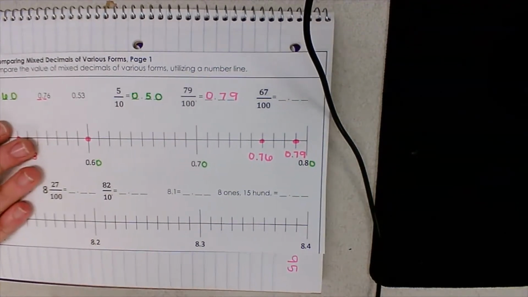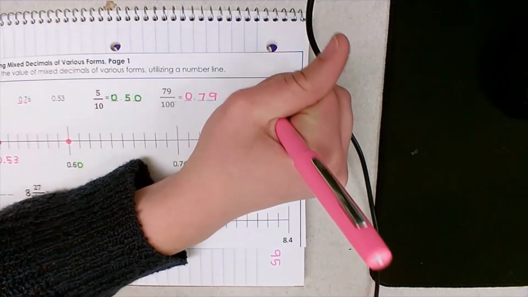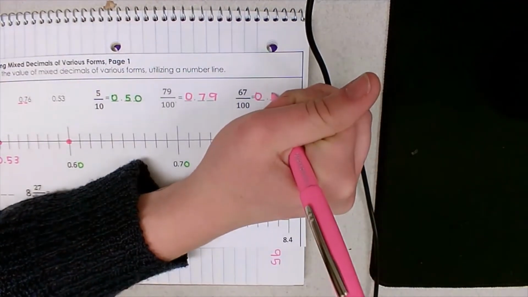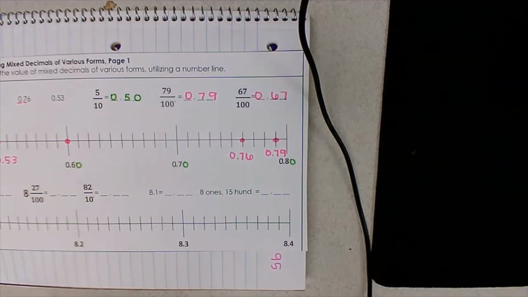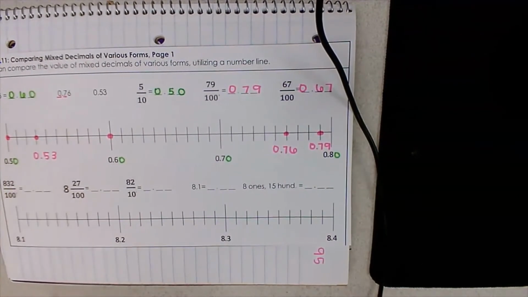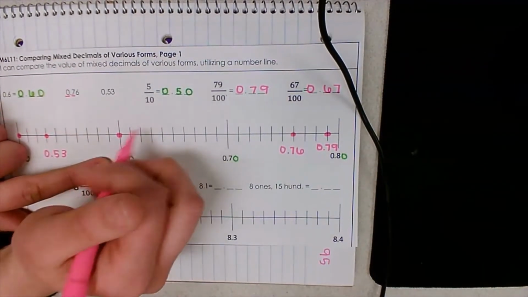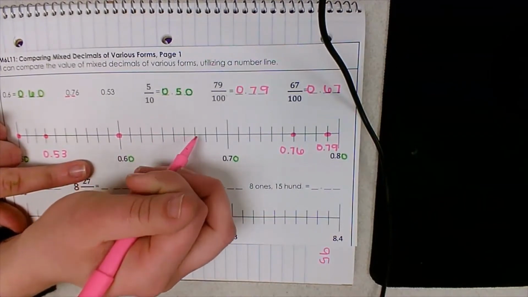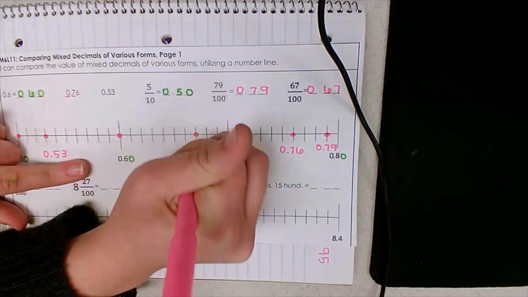All right, last one. 67 hundredths. It's already in hundredths for me. All I have to do is place my numerator behind the decimal. 67 hundredths can be written as this decimal here. Now I'm going to plot it on my number line. I know it's going to go between 60 and 70. 61, 62, 63, 64, 65, 66, 67.